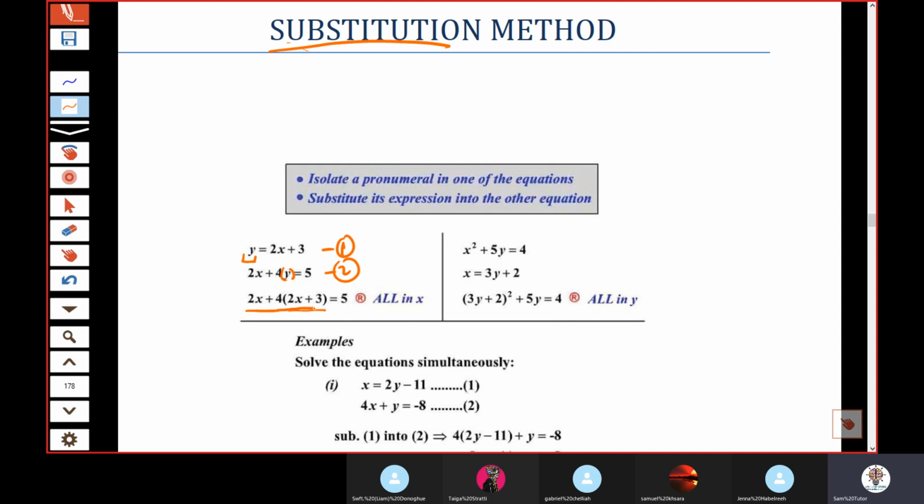Now, what are all of these letters? What's the only letter you see on that last line there? X, which is the whole point of simultaneous equations. You can only ever solve for one letter. You can't solve for two letters.